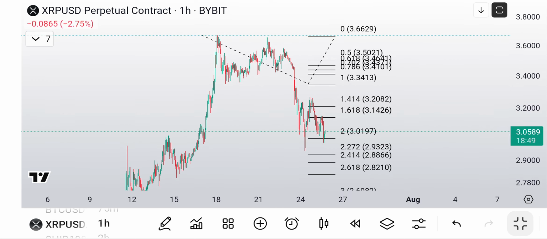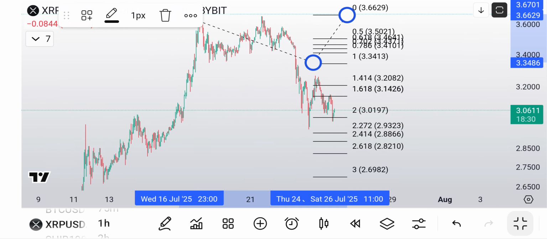and it's also normal because you have this area here. Since we had a big impulse off of this running flat, we broke out and then we had an expanded flat. We came all the way back to retest that $3 area. So the question is, is it finished?